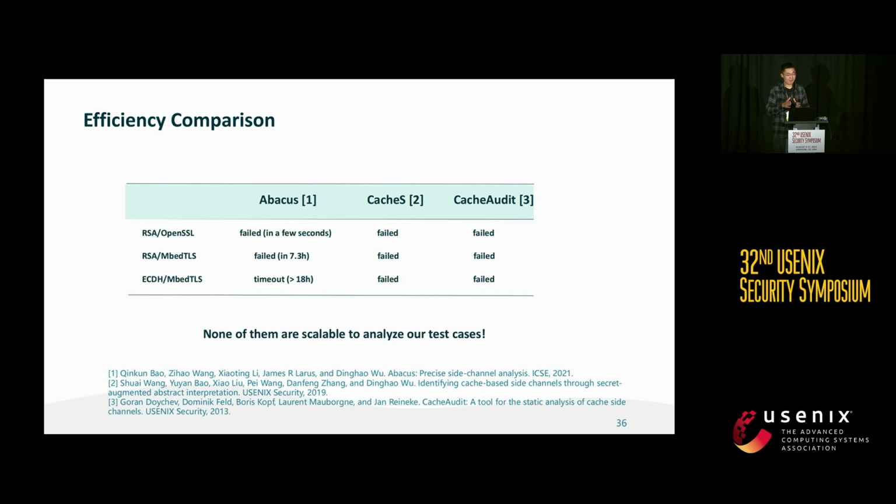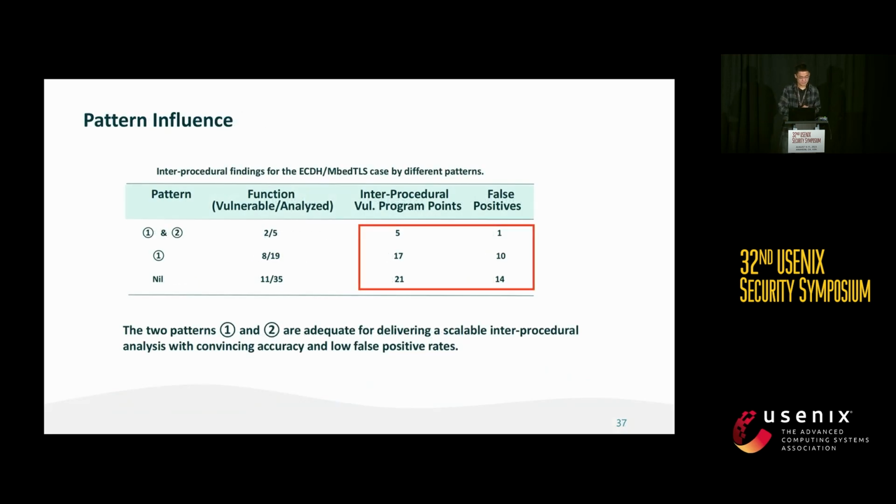We also compare CipherH with other side-channel detectors, such as Microwalk, CacheAudit, and so on. And the result shows that none of them are scalable enough to analyze our test cases. We also want to see whether the patterns we picked will affect the vulnerabilities. And the result shows that these two patterns we pick are enough for scalability with low false positive rates.